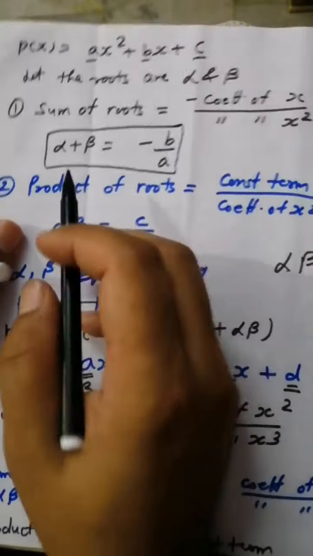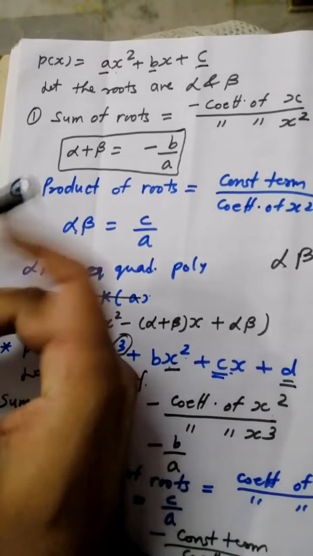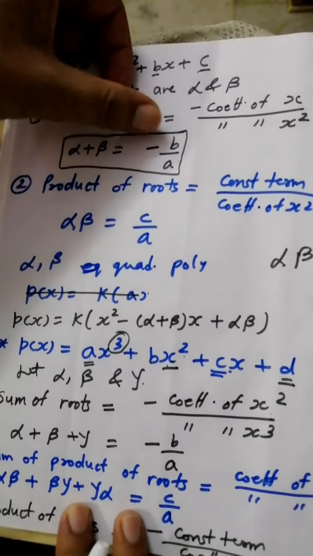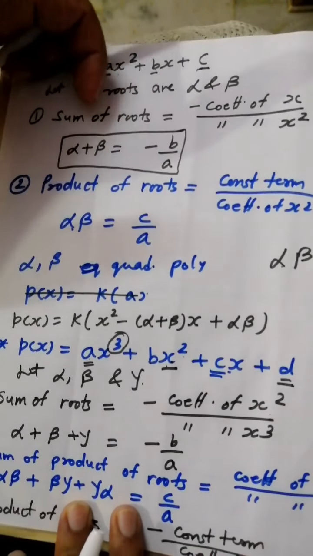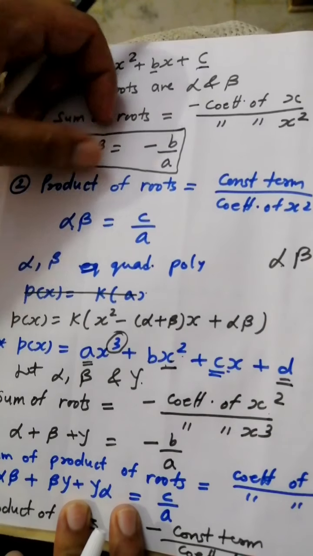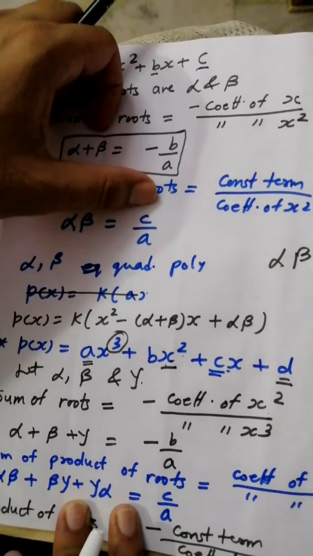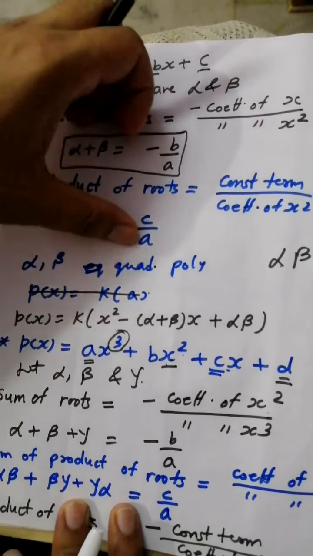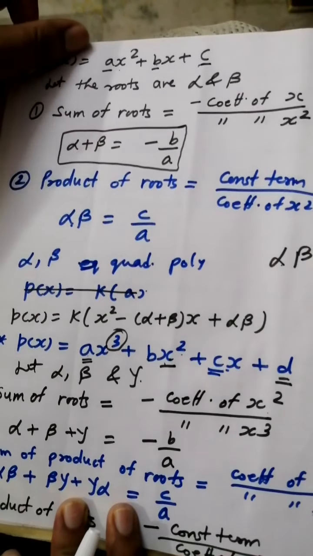Now one more time, if it is a quadratic polynomial, then the sum of roots equals minus b upon a and the product of roots equals c upon a. Sum of roots means alpha plus beta. Product of roots means alpha beta equals c upon a. C means the constant term, and a means the coefficient of x square.